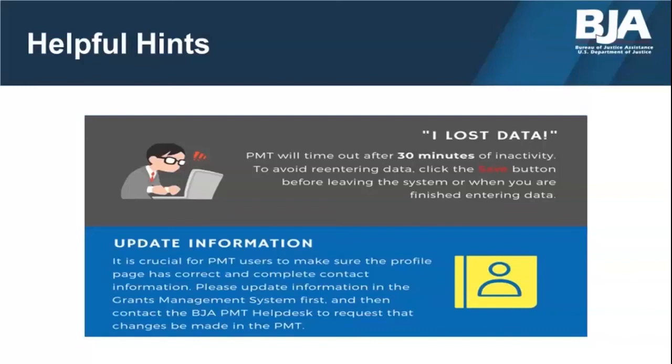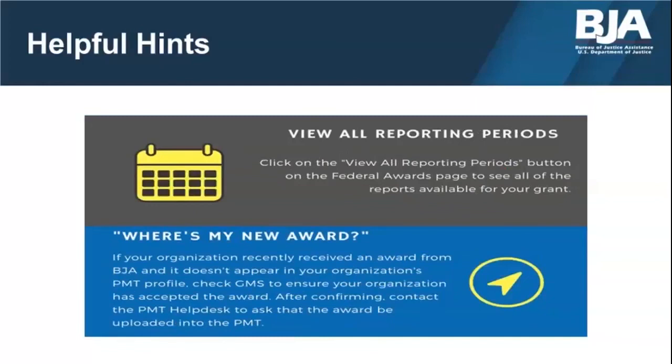It's crucial for PMT users to make sure the profile page has correct and complete contact information. Please update your contact information in the grants management system first, and then contact the BJA PMT Helpdesk to request the changes are made in the PMT. To view all of your reporting periods, click on that button on the Federal Awards page to see all the reports available for your grant.